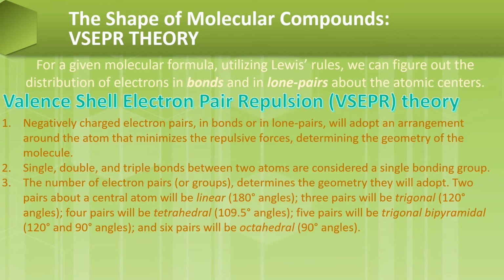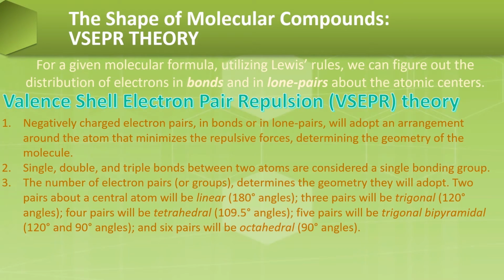Two electron pairs or groups about a central atom will have a linear arrangement, 180-degree angles about the central atom. Three pairs will be trigonal, 120-degree angles. Four pairs will be tetrahedral, 109.5-degree angles. Five pairs will be trigonal bipyramidal, 120 degrees and 90-degree angles. And six pairs will be octahedral, 90-degree angles.